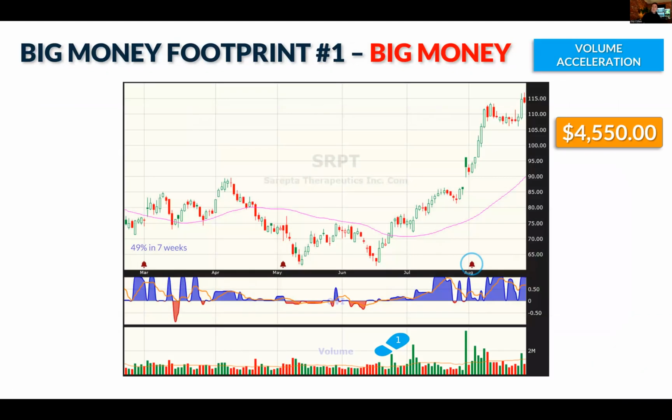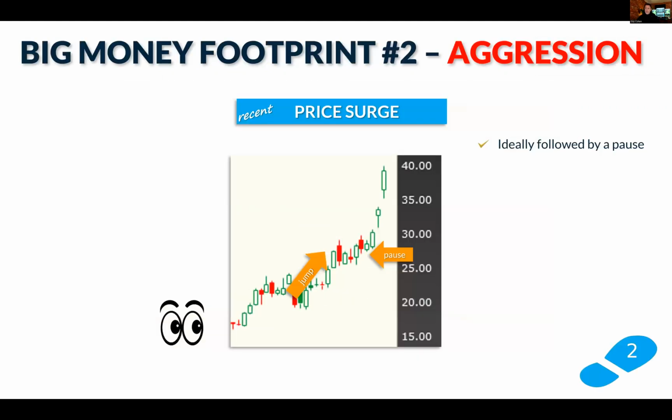So let's have a look at big money in action in terms of volume. Here's Sarepta not long ago. And what you can see very clearly is the first big money footprint. There's all these lovely big volume spikes in there as well. Lots of accelerated volume in there. Give me a wave if you can see that, by the way. Can you see the nice big volume size? Especially this one here. That's the starting gun, and there's another one here. Just give me a wave. Very simple concept, but in the right context, very powerful. So recent volume acceleration, recent. And that was the beginning of a move that was 49% in just 7 weeks.